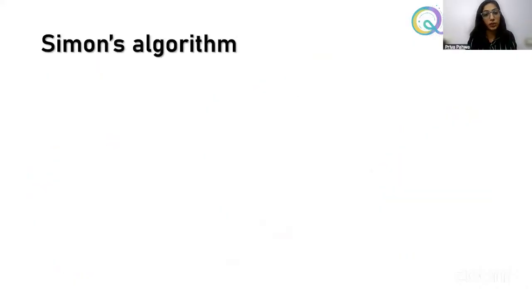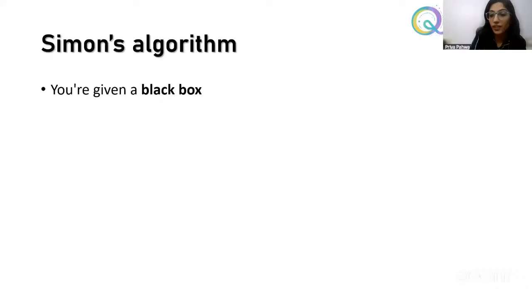Next, we have Simon's algorithm, which is popularly known as the search algorithm. Sorry, not search. Basically, it's a period finding algorithm. What do we mean by period? First of all, let's look at the complexities involved, and then I'll break it down into simpler steps as to what is happening here.